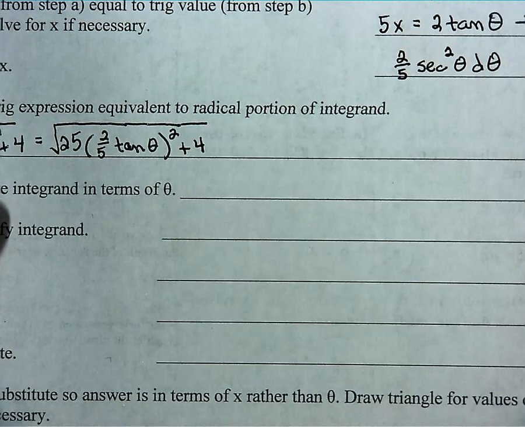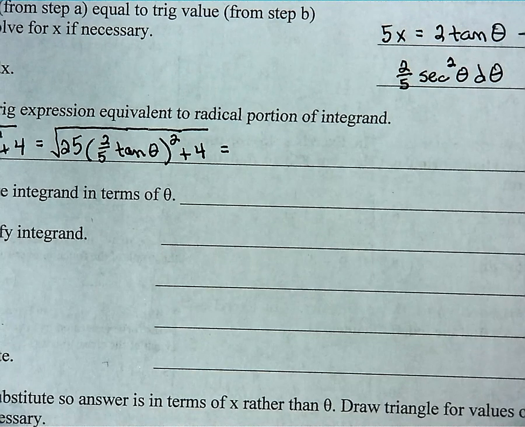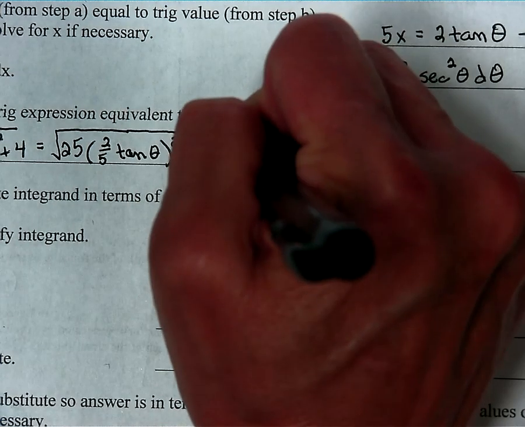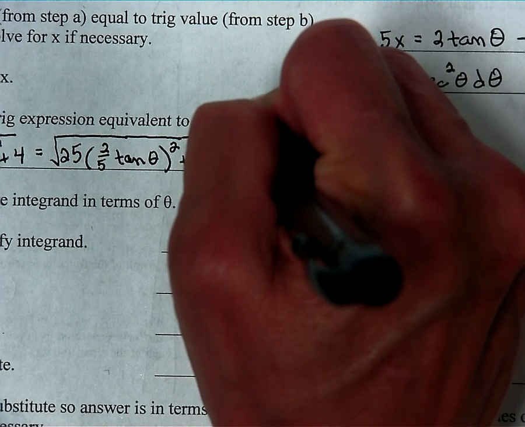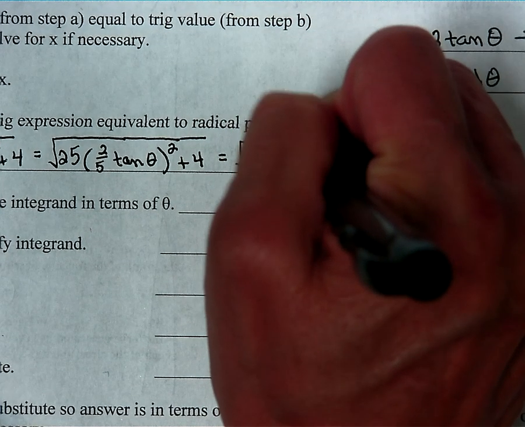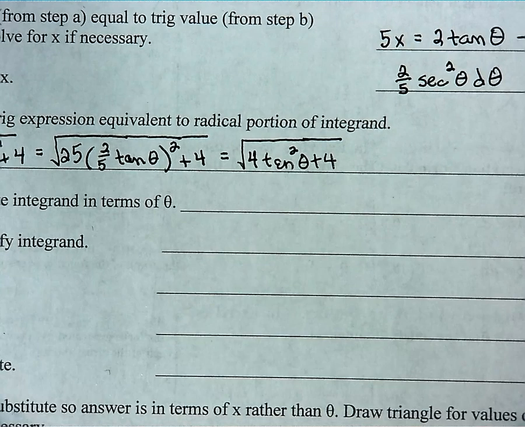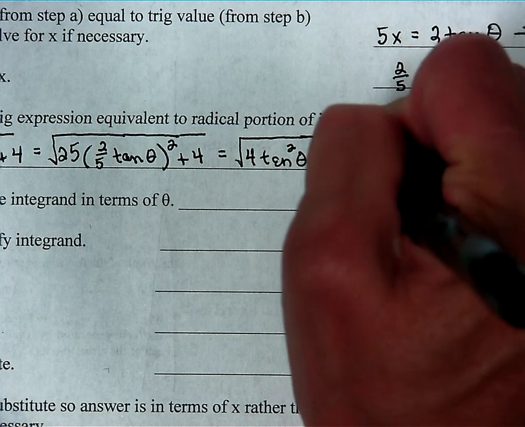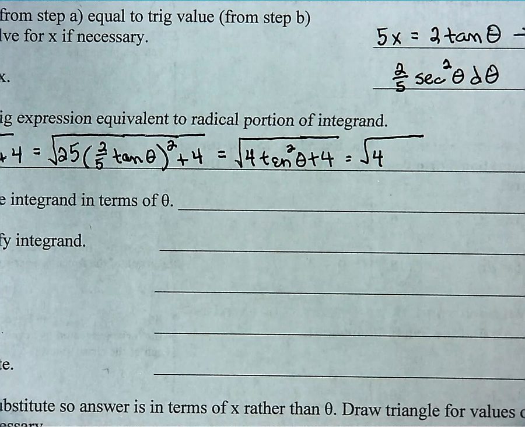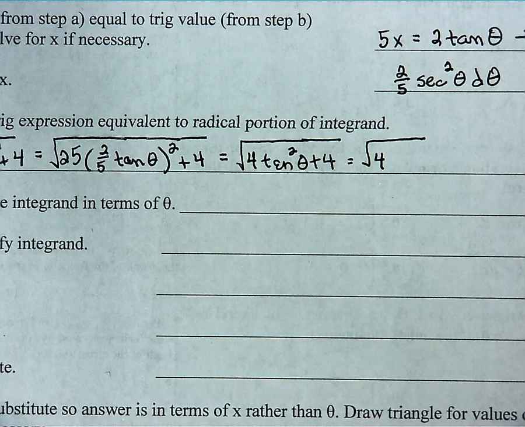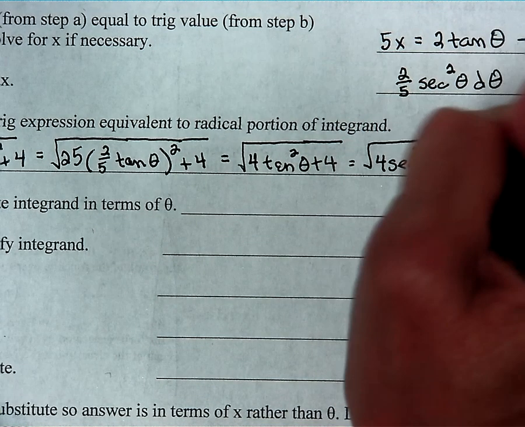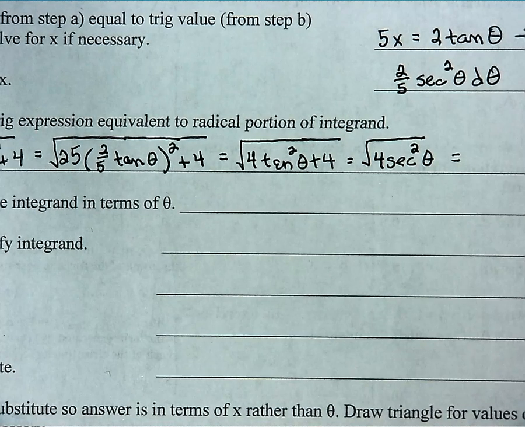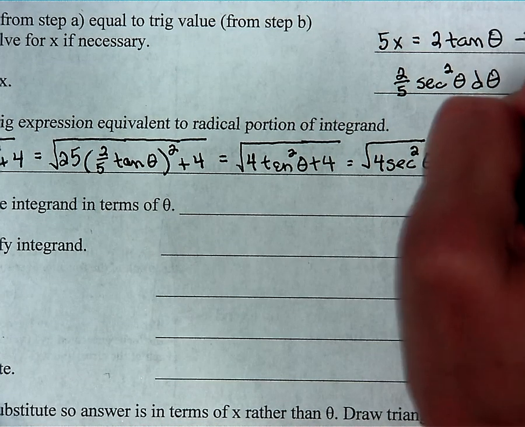And what all cool things happen there? The 2/5 squared is 4 25ths, so the 25s are going to cancel. If I don't feel like doing anything else in my head, I'm just going to say that is 4 tangent squared theta plus 4, square root of all that. And then I realize I can factor out a 4, and that'll leave me 1 plus tangent squared, secant squared. And then what's the square root of 4 secant squared theta? Yay.